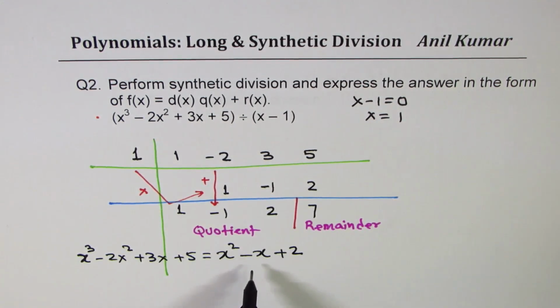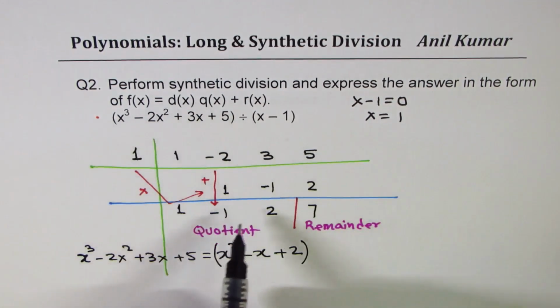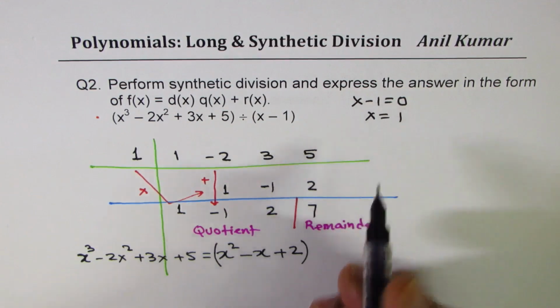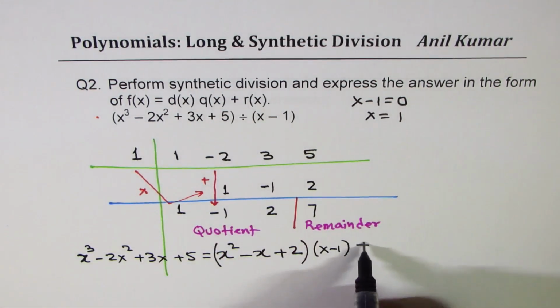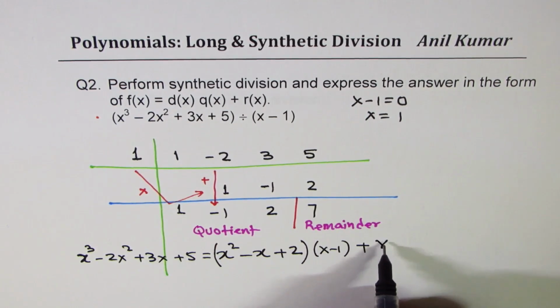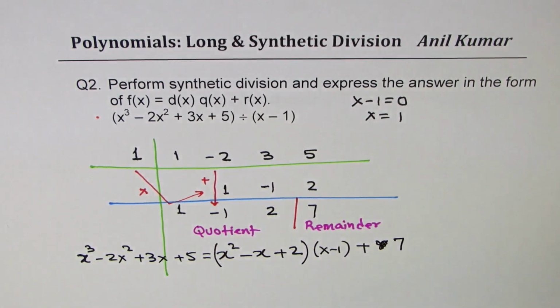Right, so that is the quotient, right? I should have written the divisor also, which I missed, but we can write it later, times x minus 1, and then plus the remainder, which is the number 7, right? So that is how we should do it.